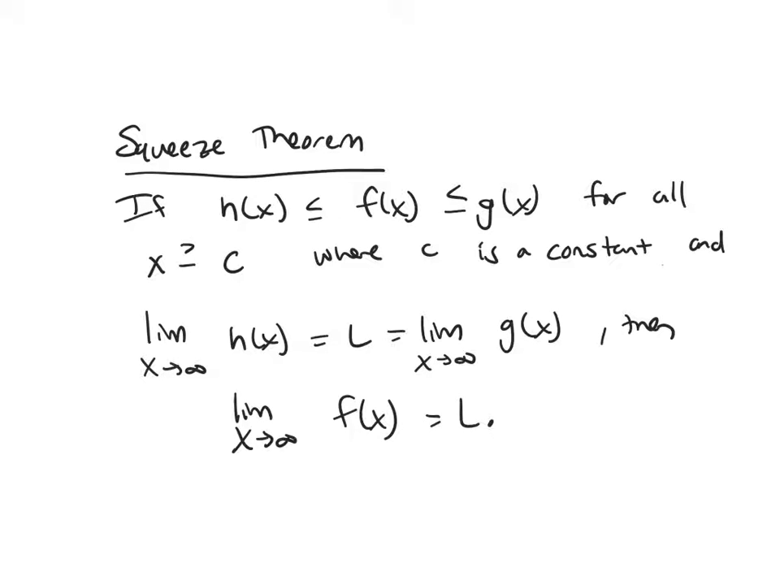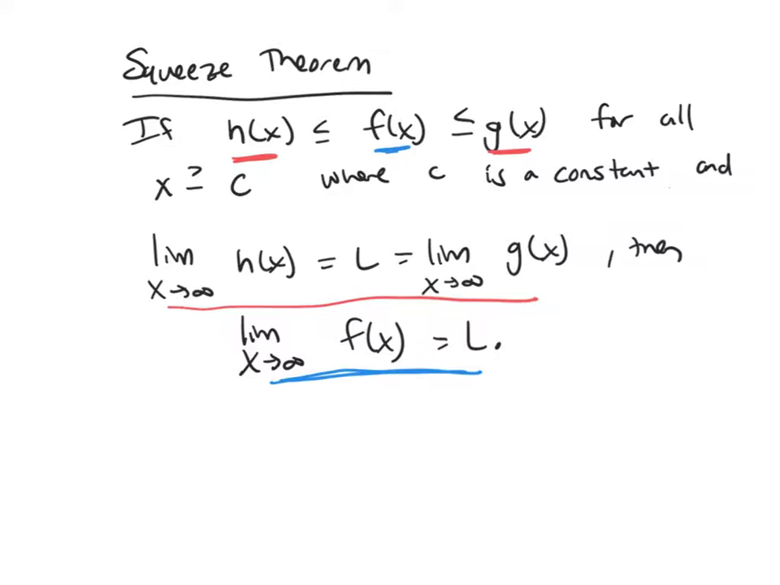So basically, if your function f is squeezed between these two other functions, h of x and g of x, and if h and g have the same limit, then this function f has no choice. It has to have the same limit as well because it's squeezed between these two other functions. So it kind of has to go along with what the other two functions are doing.